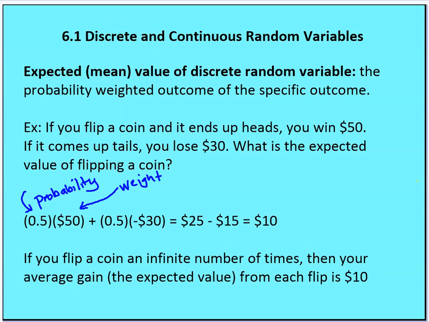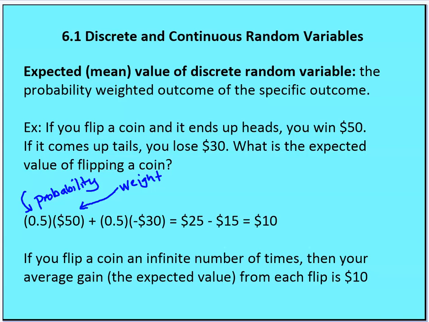Really what this is, is a probability weighted outcome of some specific outcome. So let's take an example. If we flip a coin and it ends up heads, you're going to win $50. If it comes up tails, you lose $30. What is the expected value of flipping the coin?